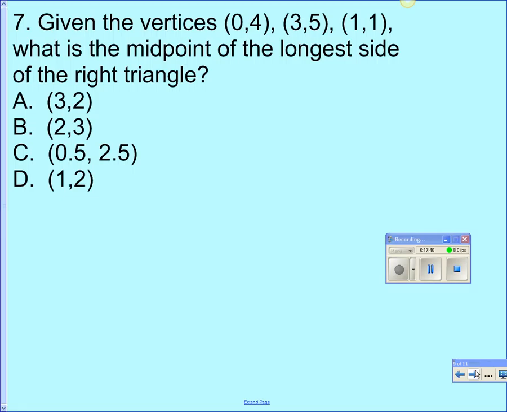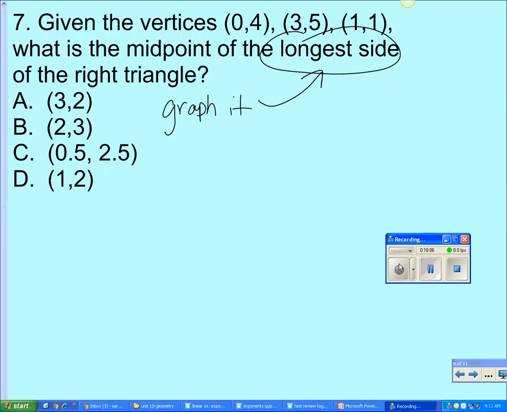the longest side of the right triangle? Chuck, what do we have to do? Good. We draw one or we have to graph it? Why do we have to graph it? You're correct. Why? Good. We have to graph it to figure out what the longest side is. Okay? All right.